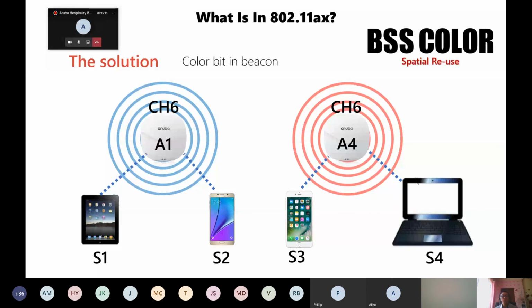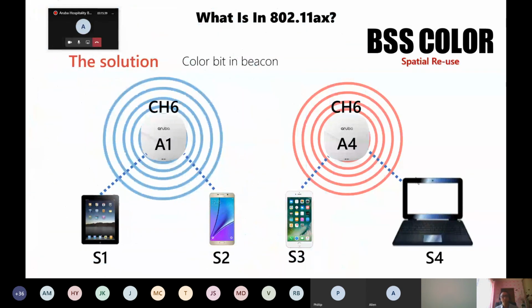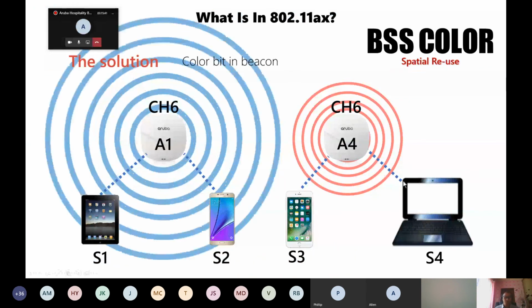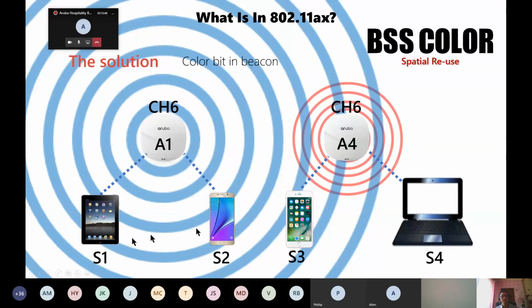So that color bit in the beacon will allow the APs to differentiate itself from others. So when A1 is transmitting to any one of the clients, that signal gets to A4. Now A4 is on the same channel as A1, but it's on a different color bit. So when it hears that blue signal, it's going to say, oh, it's not my cell. It's not my devices that are transmitting because we are all in red color. Our color bit is red.